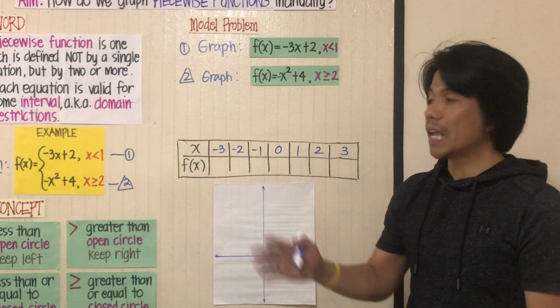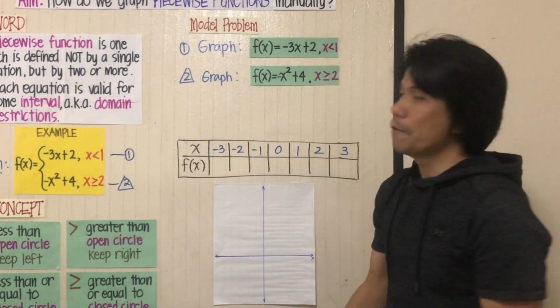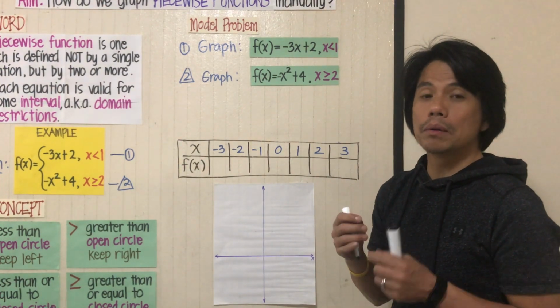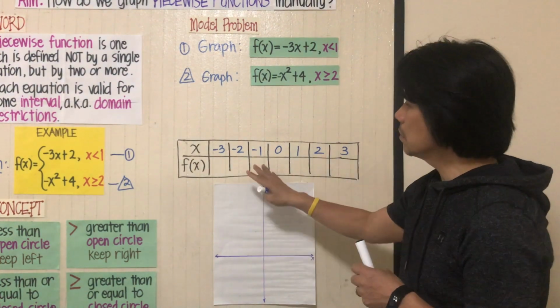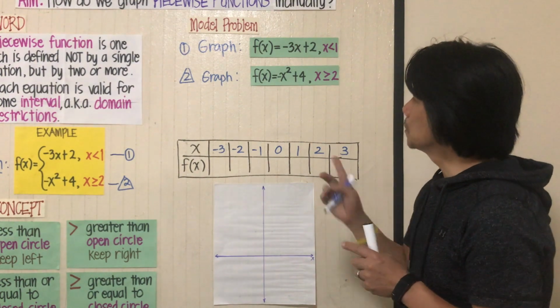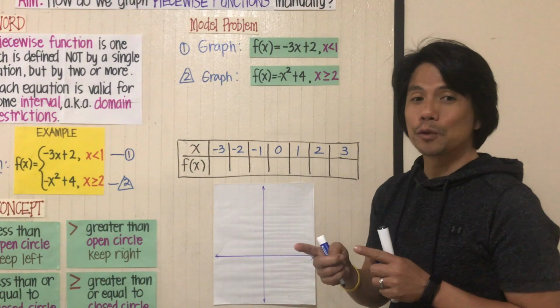Let's go now to the second piece of the function, which is the quadratic. If you have a device at home and you know how to use Desmos, or if you have a graphing calculator that can generate the table of values, that would be great. But today we're going to go the old school way. That is the substitution method.